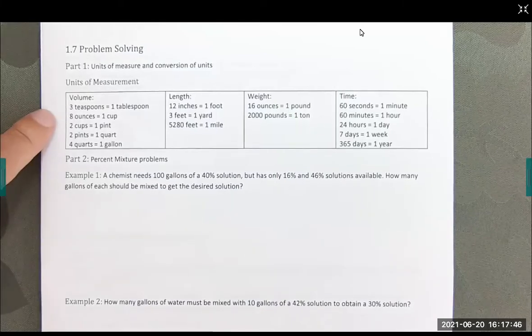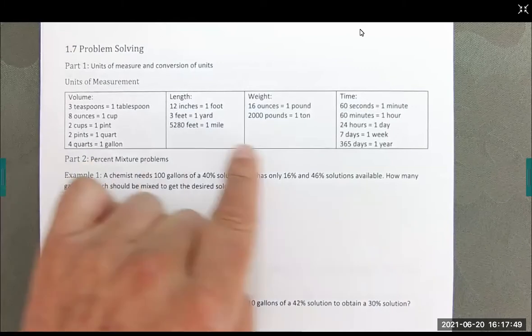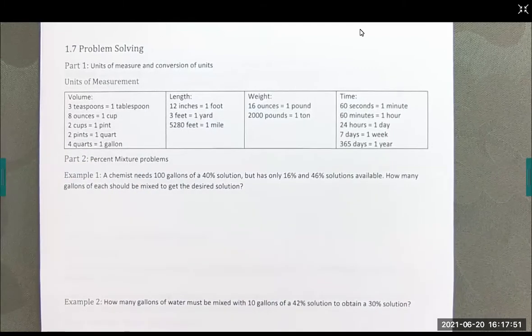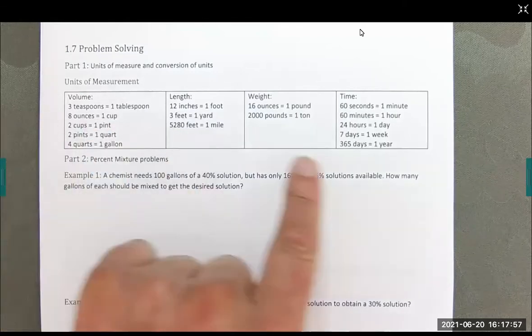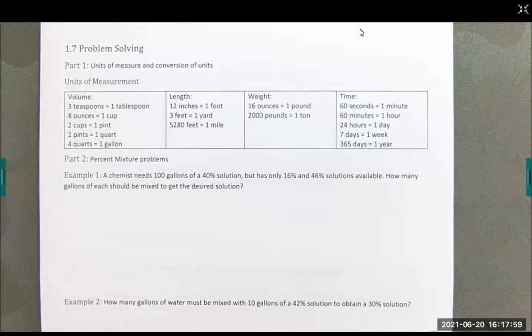The first part, we're not going to do a whole lot with it. I just have a bunch of units of measurement for you, just to kind of see what that is, especially ones here in the US. So you'll notice these are all non-metric ones. They can get a little confusing. So we're going to jump right into the percent mixture problems.